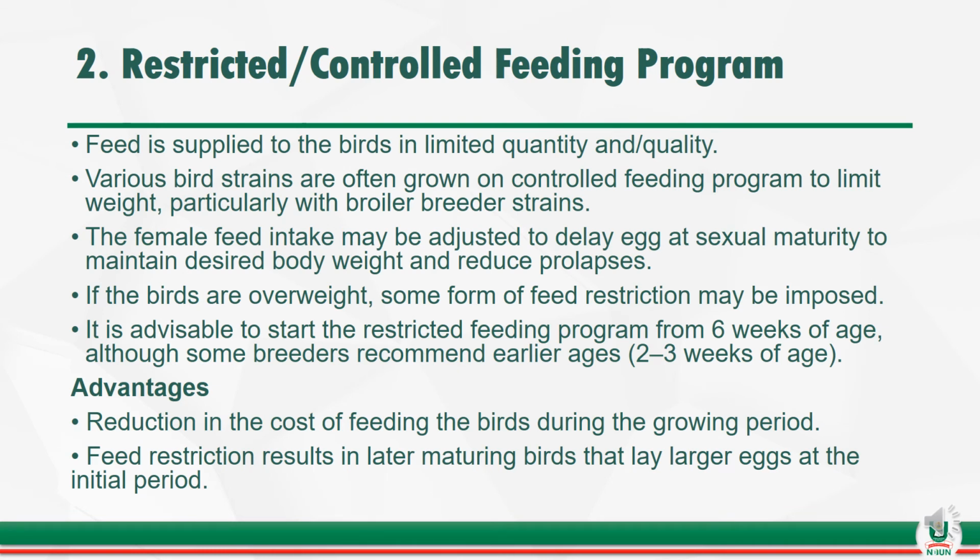Number two type of feeding system is the restricted or controlled feeding system, as we have mentioned. This system allows feed to be supplied to birds in limited quantity and quality. Various bird strains are often grown on a controlled feeding program to limit weight, particularly broiler breeder strains. The female feed intake may be adjusted to delay sexual maturity, to maintain desired body weight and reduce prolapses. If the birds are overweight, some form of feed restriction may also be imposed.